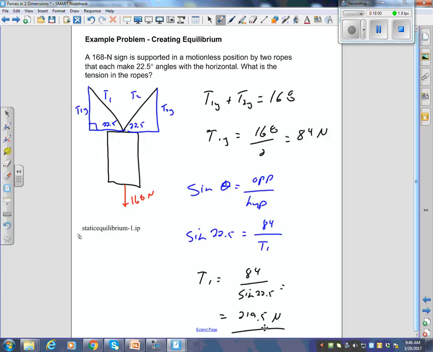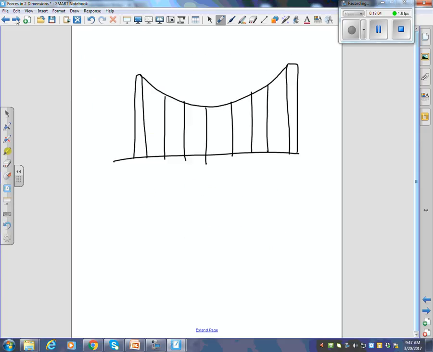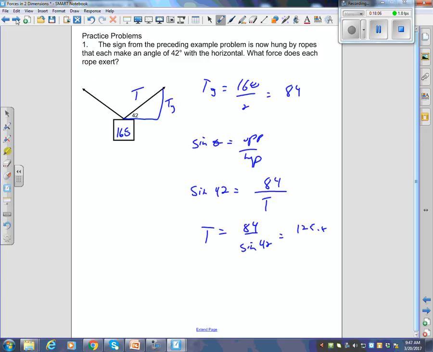It is considerably smaller. Well, that makes sense because the angle is more vertical, right? The more straight up and down it gets, the less tension there is. Right?